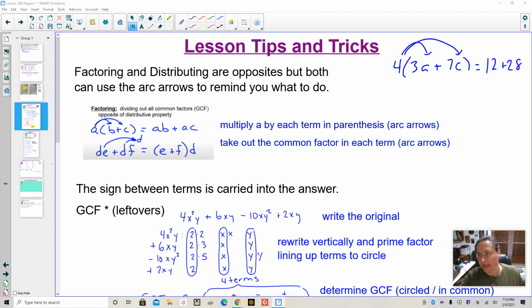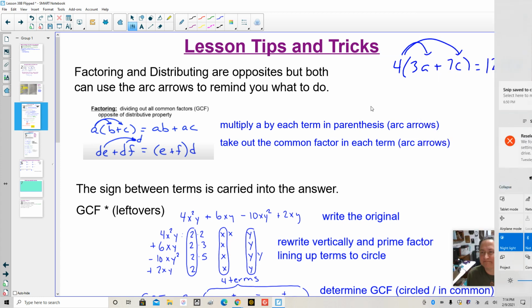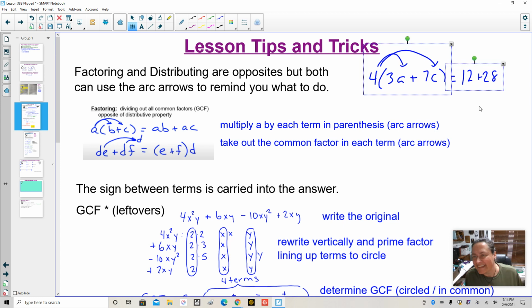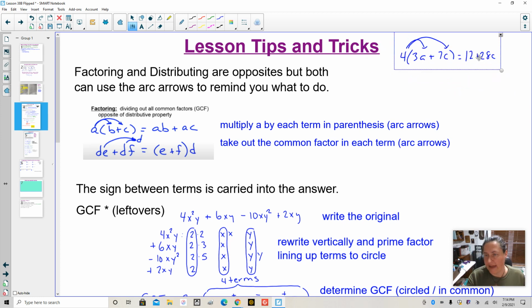But what I can do, oops, sorry about that. That c doesn't want to go in there. All right, I'm going to scoot the whole thing over. But the cool thing that he did in there is if I had something that I wanted to factor, I can also use those little arc arrows to help remind myself what I am factoring.